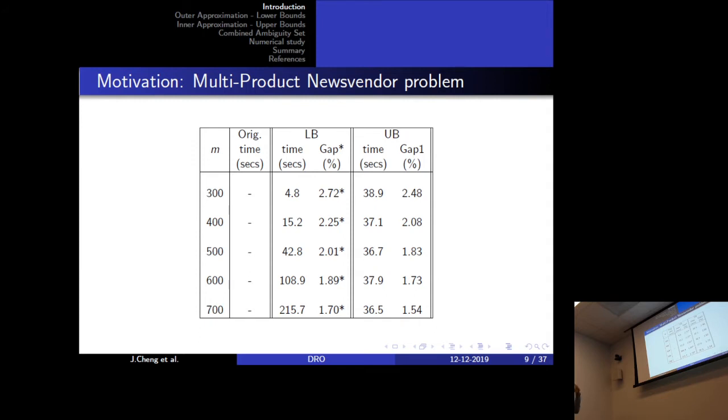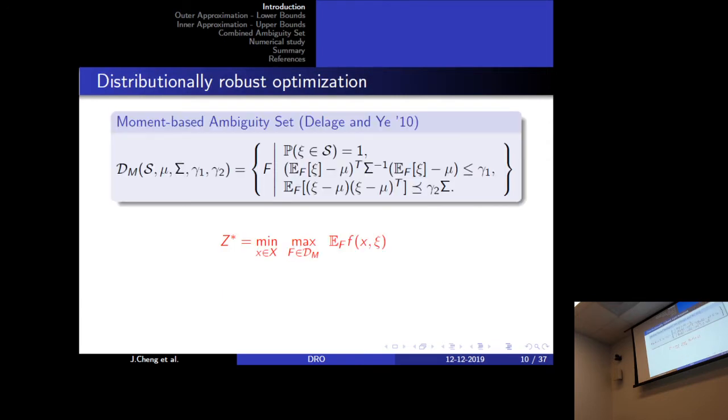I want to show this is the motivation, right? You want to directly solve the exact problem. Unfortunately, we cannot do that. But why not take a step back to get some approximation, but with high quality? How can we do that? That's our next part. So first of all, I would like to talk about the outer approximation. But before that, I would like to introduce the ambiguity set we consider here.